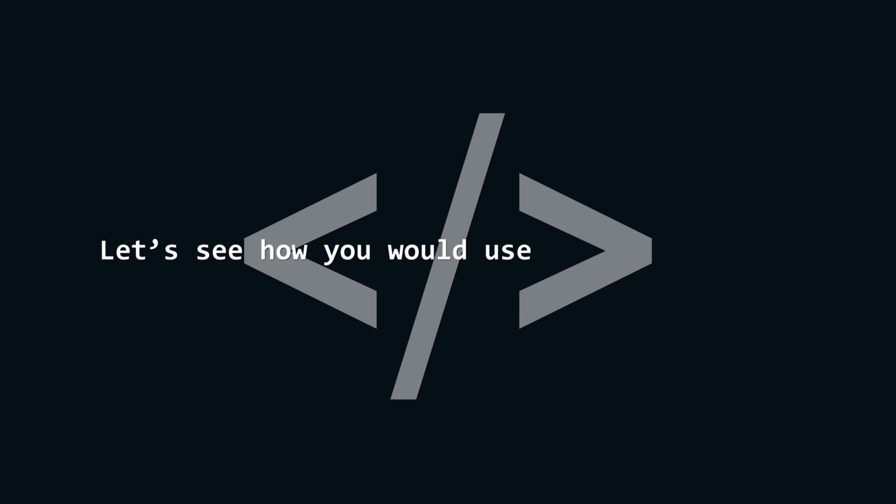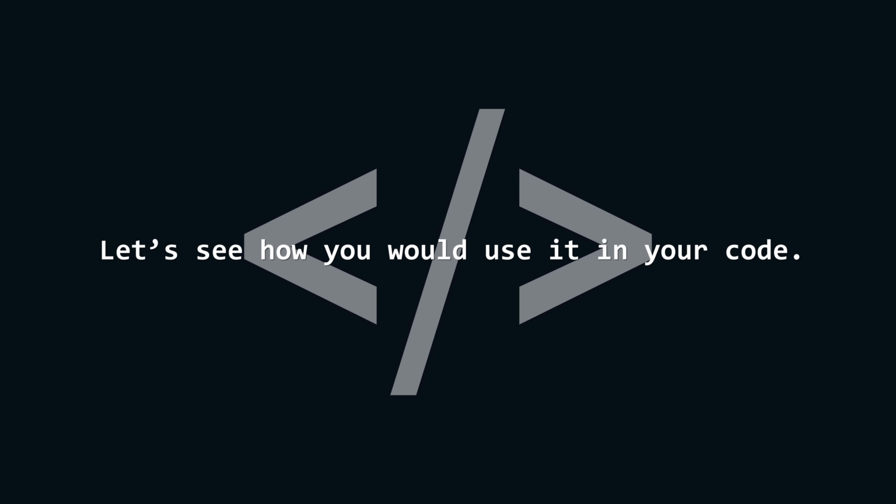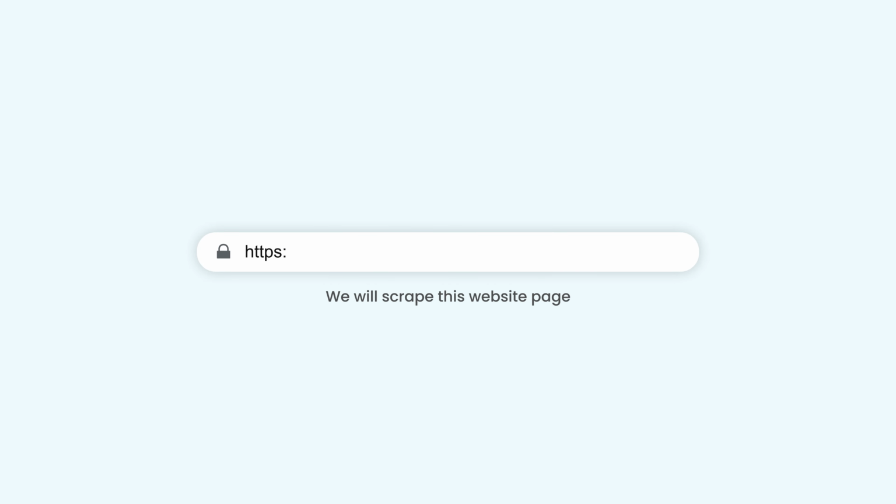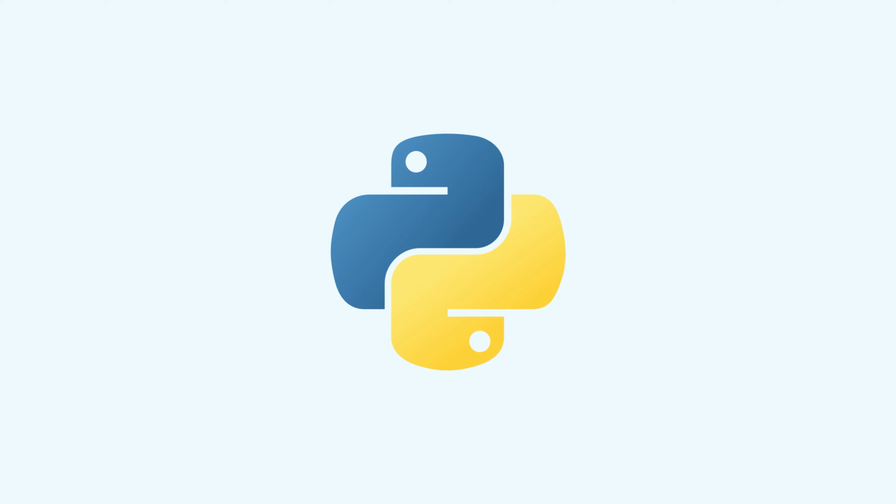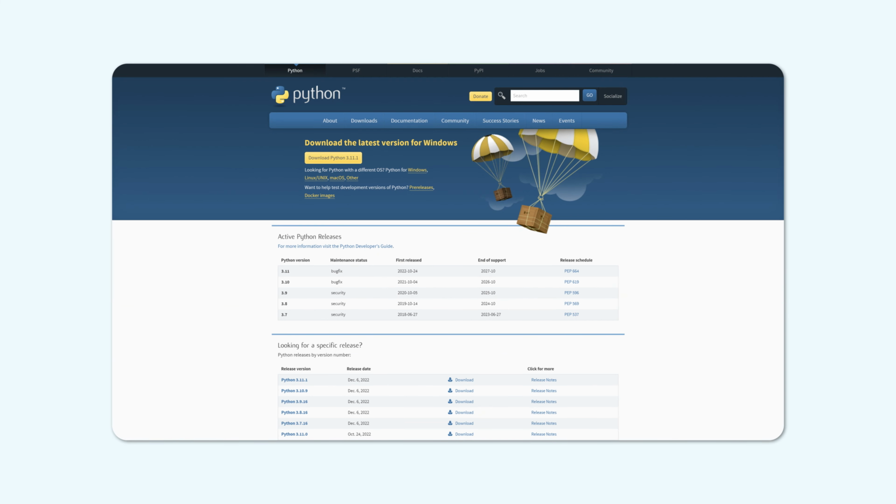Let's see how you would use it in your code. So, let's see how you can scrape a simple target with our Web Scraping API. For this example, we'll be using Python. If you don't have it yet, go to python.org and download the program.